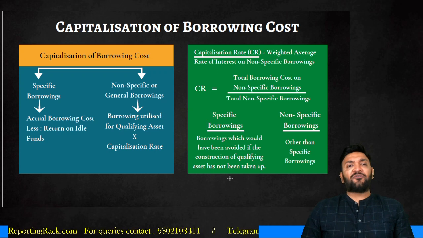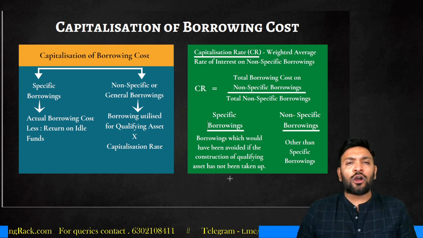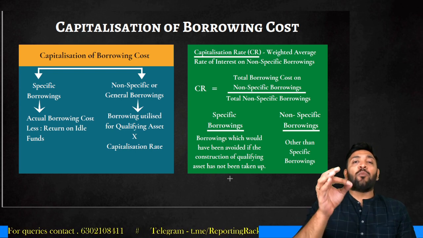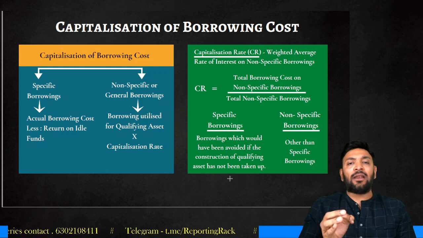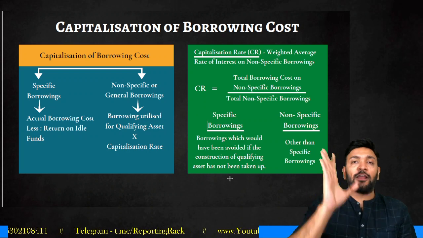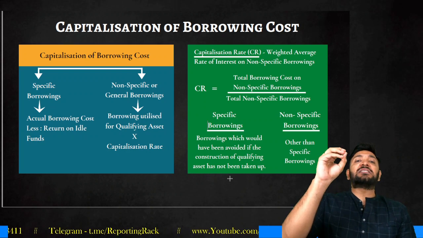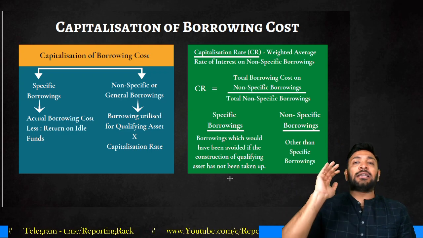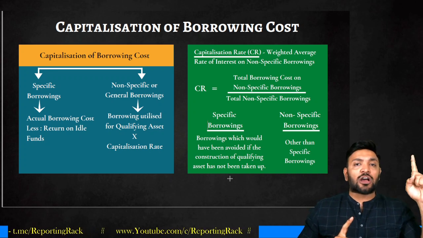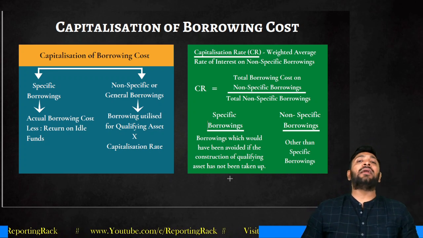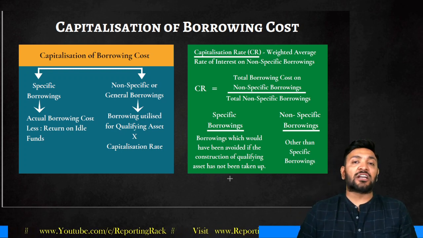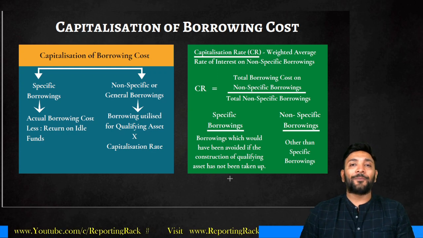But what do you mean by specific borrowing? The name itself is so easy to understand, right? That is the name, specific. What do you mean? Such borrowing which has been taken only for the purpose of this qualifying asset is considered specific borrowing. I am constructing a particular premises, a 10 floor building. For the purpose of this 10 floor building, I have submitted the project cost to SBI Bank. SBI has lent me 10 crore rupees for the construction, specifically for the purpose of construction. Therefore, it is a specific borrowing. So easy, right?